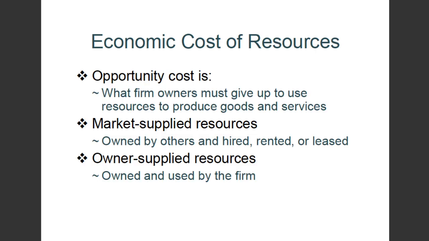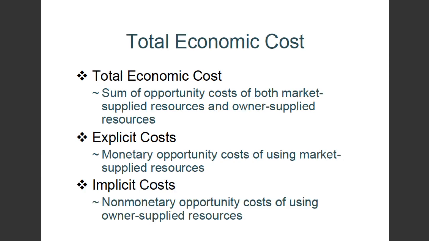The chapter takes some time to clarify what economic cost is, as it's different from accounting cost. And it does this by explaining the difference between market-supplied resources and owner-supplied resources.